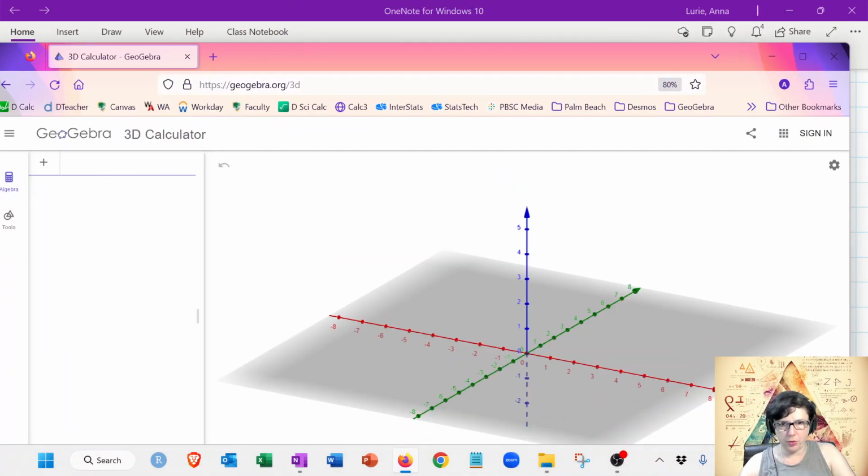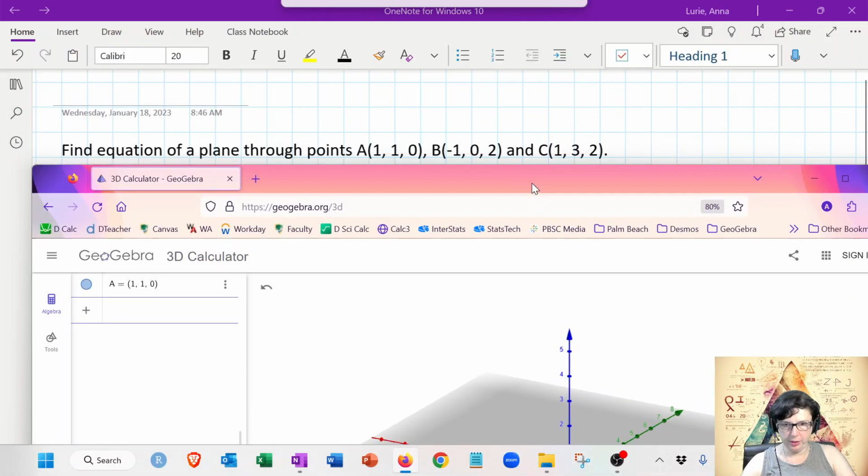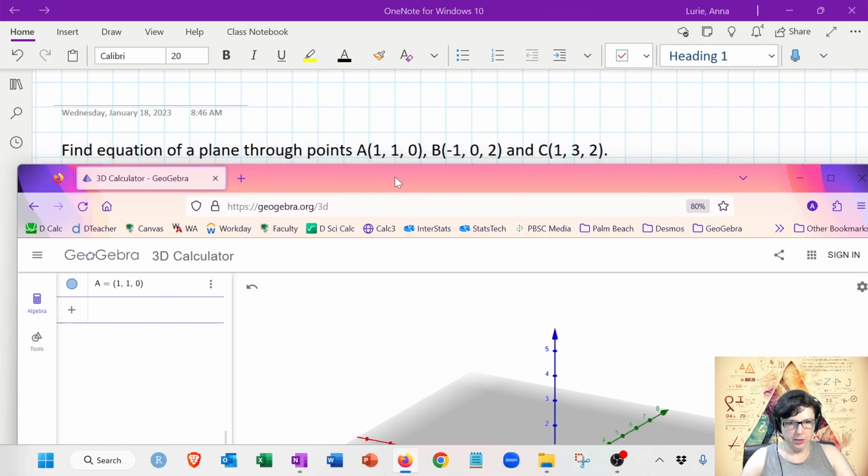Now you can click over here, but I actually will just type the points. So I'll just say A equals (1, 1, 0). Okay, so I hit enter, it'll just put the point there for me. Then I have B, which is (-1, 0, 2), so hit enter there. And then C is (1, 3, 2).